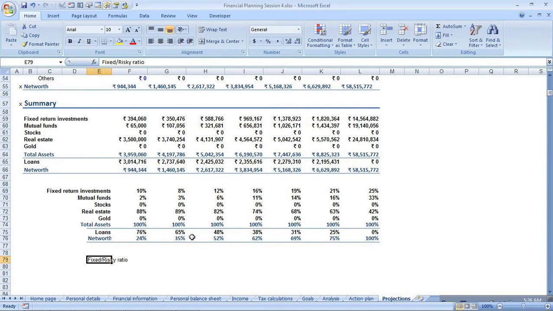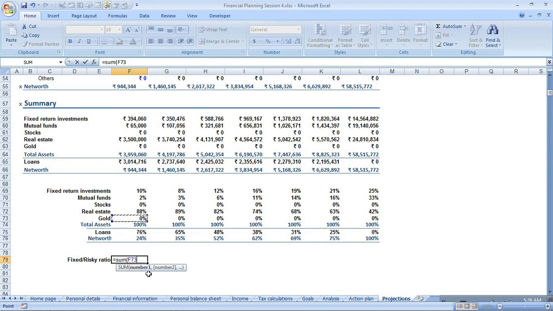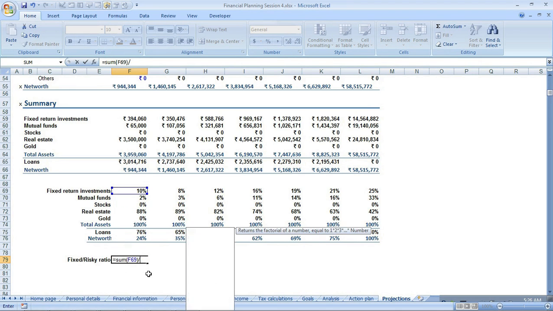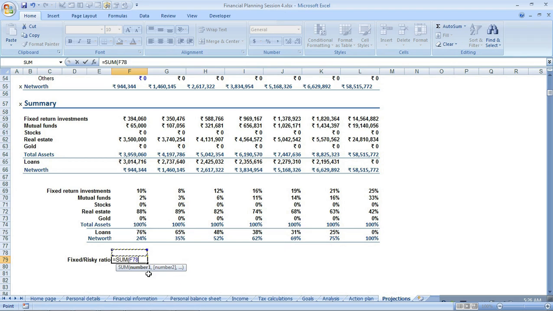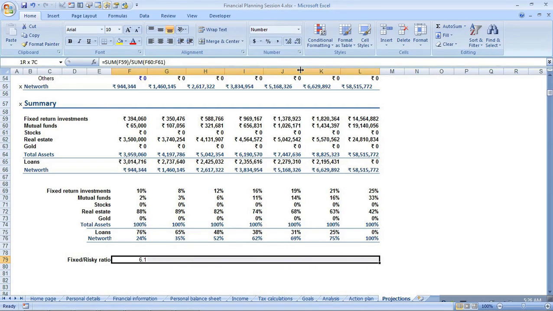Another important factor which can be seen is your ratio, as in we want to see how much of your portfolio is fixed return and how much of it is risky. So this can be calculated as divided by. So basically, fixed return investments are 6 times a variable return investment.